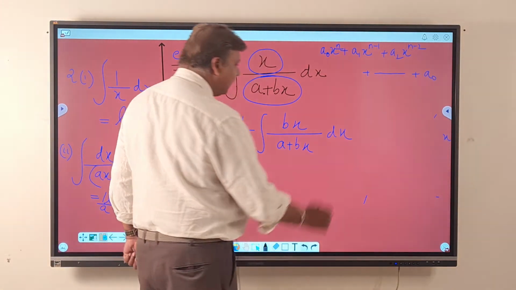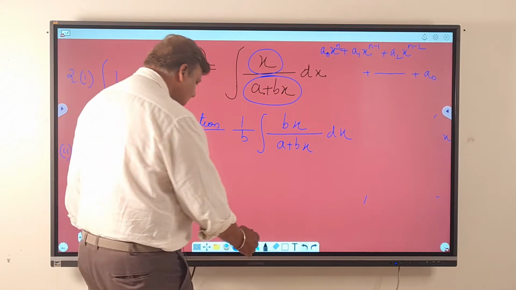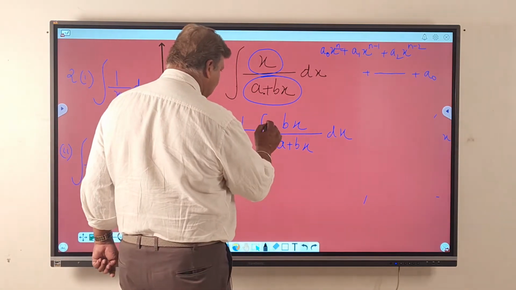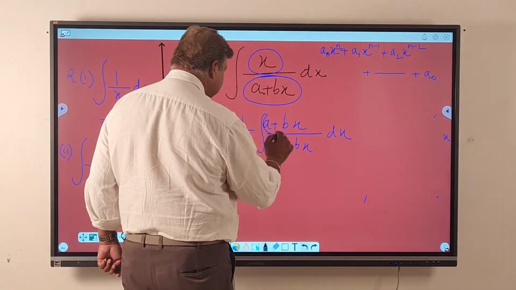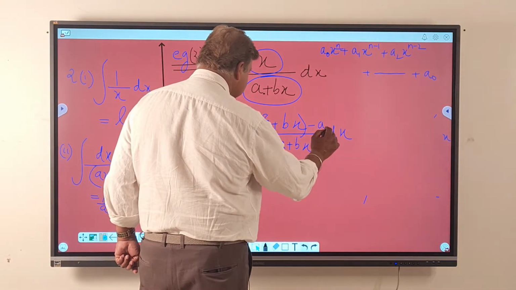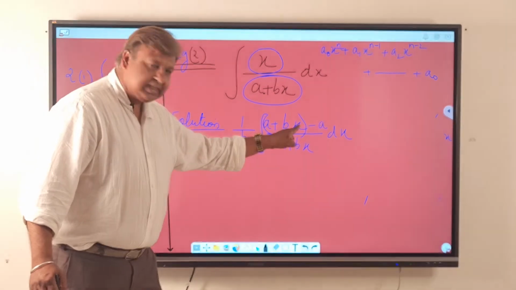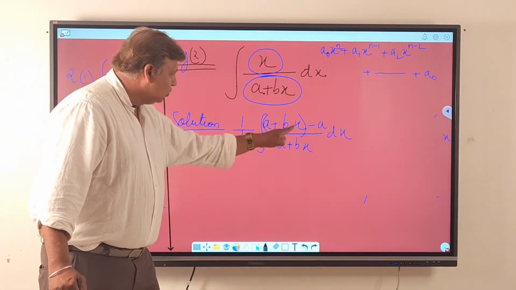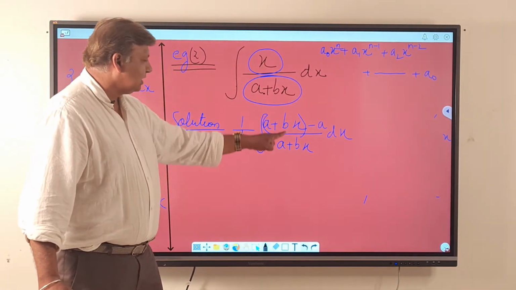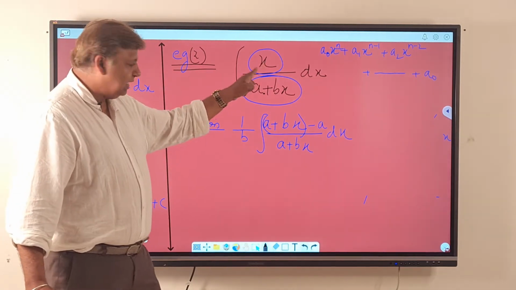I'll add and subtract a. So I'll write a plus bx minus a. Isn't that correct? So a and a get cancelled, only bx is left. And when b and b get cancelled, only x is left. So this expression is exactly equivalent to this integral.